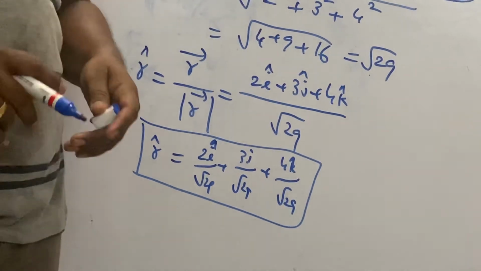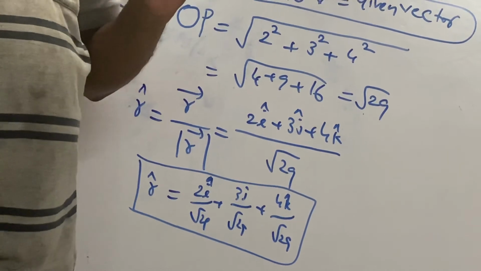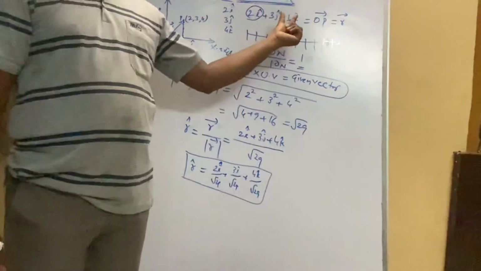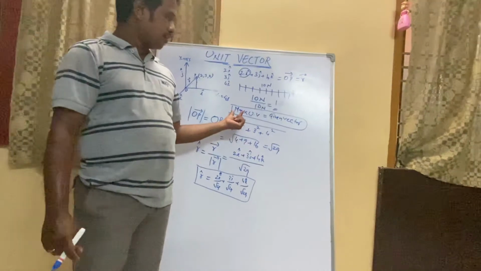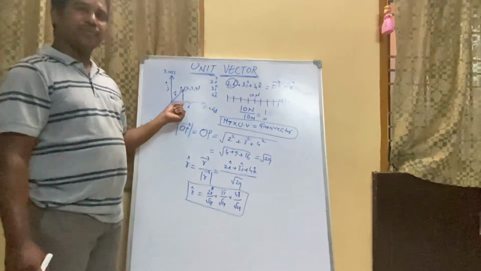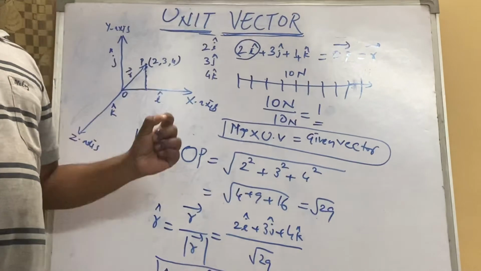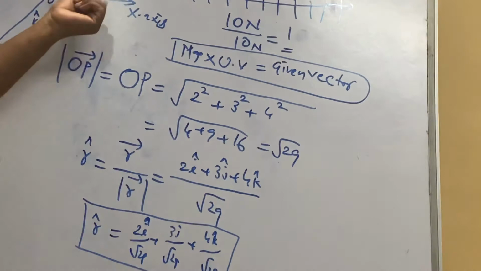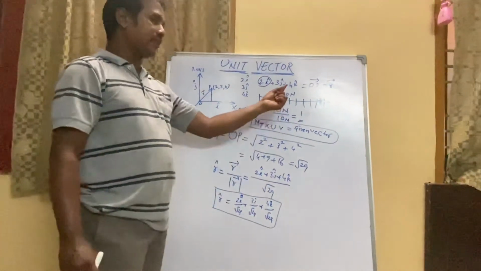So, what is meant by unit vector? A unit vector is a vector whose magnitude is 1. It is dimensionless, but it has a direction similar to the direction of the given vector. Along the x-axis you write 2i cap, along the y-axis 3j cap, along the z-axis 4k cap. Any vector is obtained by multiplying a unit vector by its magnitude. This is the solution for finding the unit vector for a given vector.